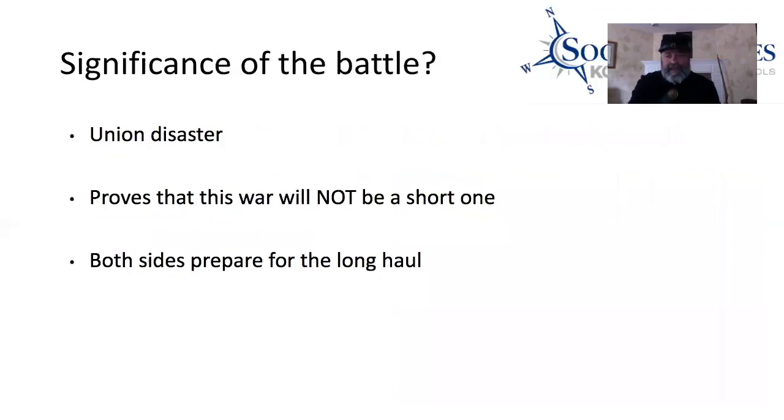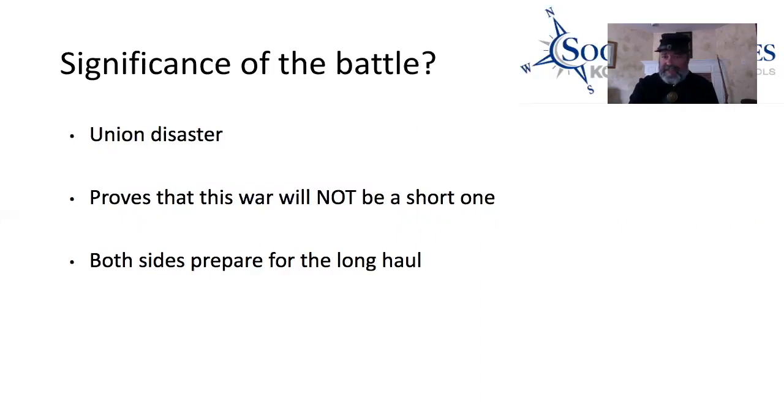All right, so just several details there, but what you need to know about the battle is the significance. Why was this battle important? Several reasons. Number one, this was an absolute disaster for the Union. But the major thing that going forward, and the thing you probably should know about the Battle of Bull Run, is this battle proves that this war is not going to be a short one. After the Battle of Bull Run, both sides gear up for the long haul. They are not going to mess around with kids.